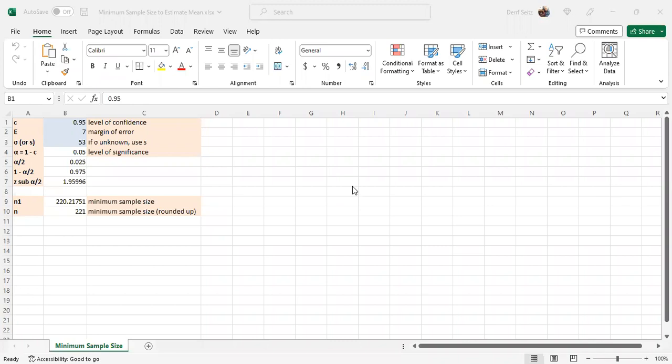This video shows how to calculate the minimum sample size needed to estimate the mean using Microsoft Excel. There are three fields where you have to enter information: the level of confidence, C, here it's 95%, the margin of error, 7 in this case.